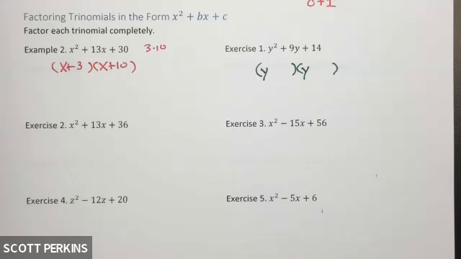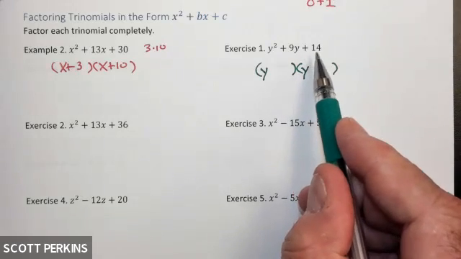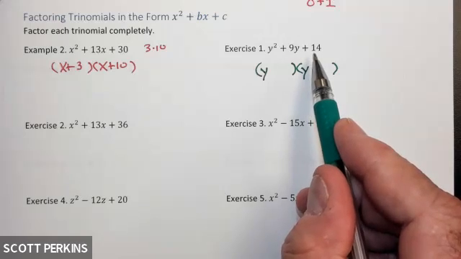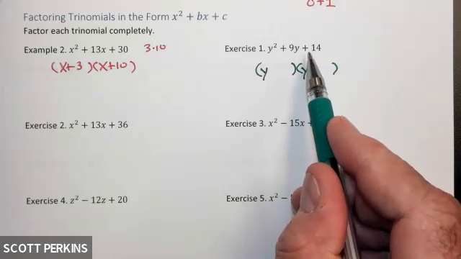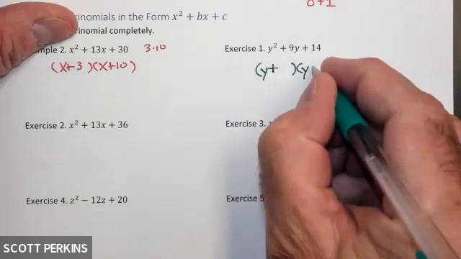Both positive. Why is that? Why are they both positive? Because the positive 14 tells me they both have to have the same sign. Either 2 negatives or 2 positives multiplied together. The plus 9 tells me they're both positive.